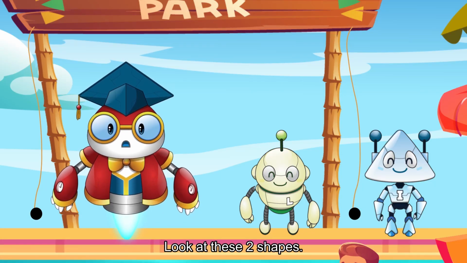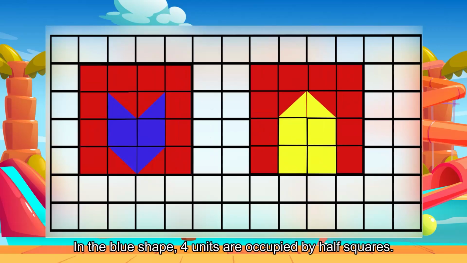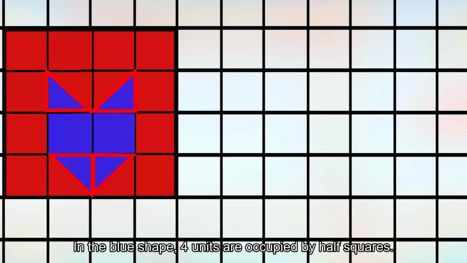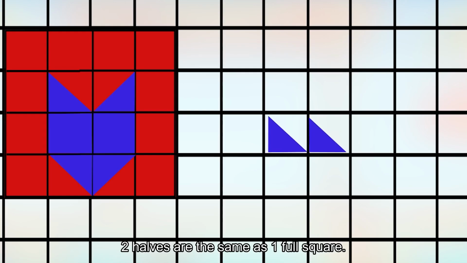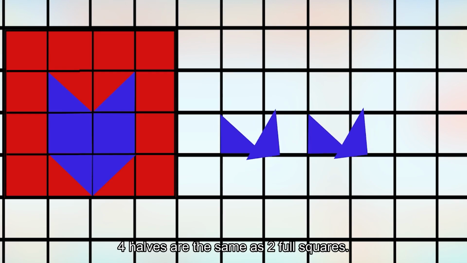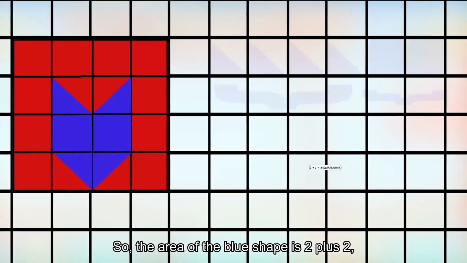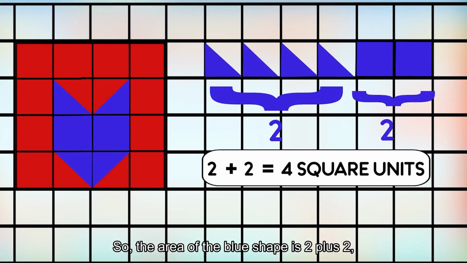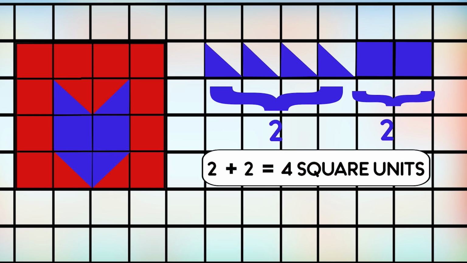Look at these two shapes. In the blue shape, 4 units are occupied by half squares. 2 halves are the same as 1 full square. 4 halves are the same as 2 full squares. So the area of the blue shape is 2 plus 2. That is 4 square units.